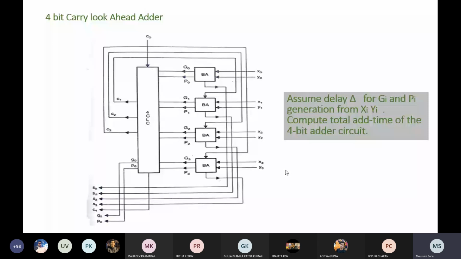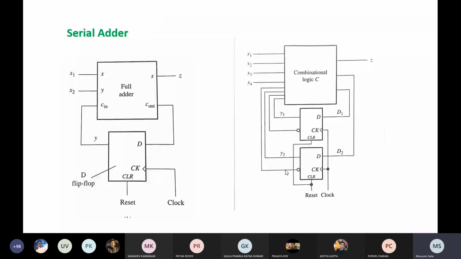Okay, so all inputs depend on what is the number of bits you have considered for your adder. But here, for the serial adder, X and Y, any number of bits you can consider, an arbitrary length of the inputs you can consider for your serial adder.